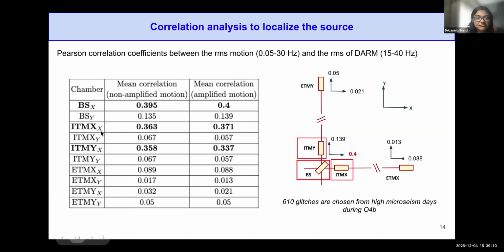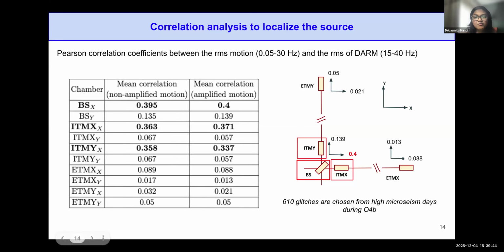So BS means beam splitter, ITMX means the input test mass mirror, ETMX and ETMY mean the end test mass mirrors along the X and Y arm, and the subscripts here denote the direction of motion. And we repeated these calculations for a lot of glitches. This table here is the result of analyzing 600 glitches, and we note down the average correlation coefficients here.